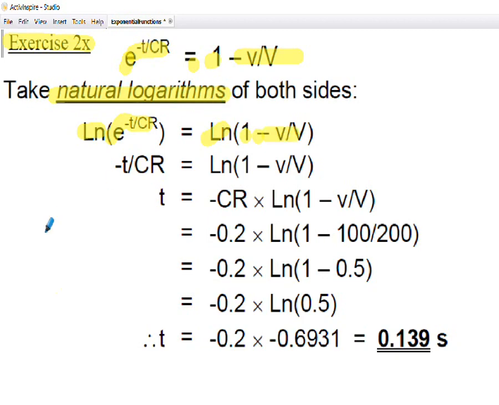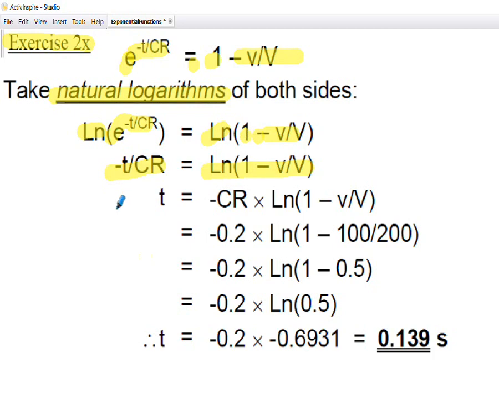Now what happens on the left hand side is the ln function cancels with the e function. They're the inverse of each other, so they cancel to leave us with minus t divided by CR. Try and think of that as if we had 3 squared and then square rooted, we would end up with 3. It's the same kind of thing, inverse functions here. Ln is the inverse of e, so they cancel each other out, just as a square and a square root cancel each other out. On the right hand side I get ln open bracket 1 minus v divided by V.